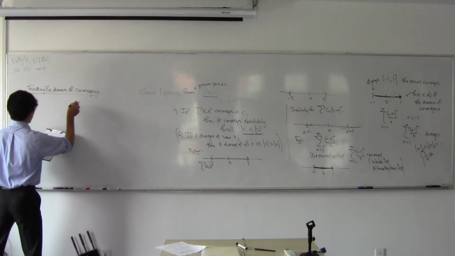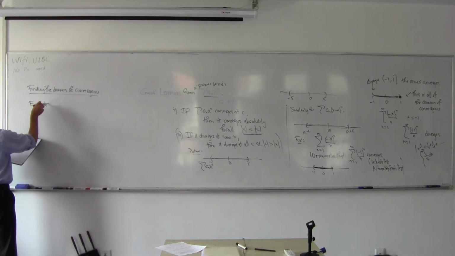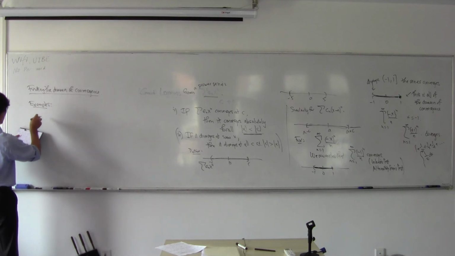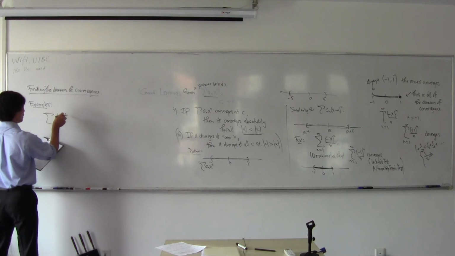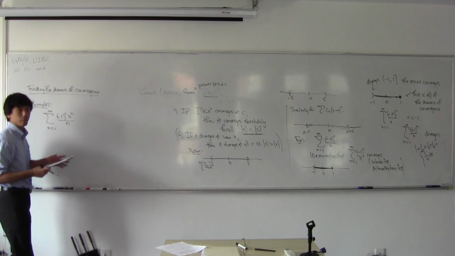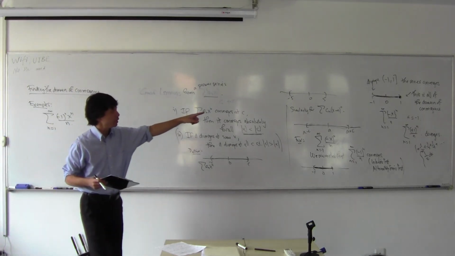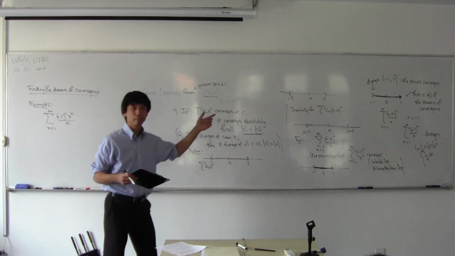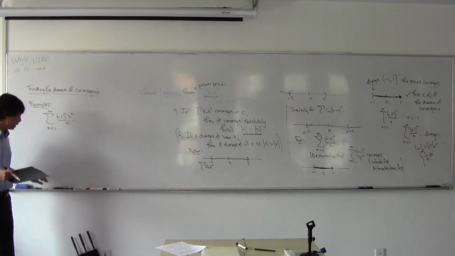Okay, so let's do some examples. The first example is the same as what we were just talking about. We already worked this out. We know that the radius of convergence is 1. But I'm going to do it in a different way just to show you a different method.